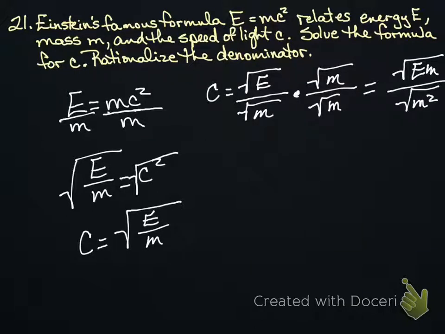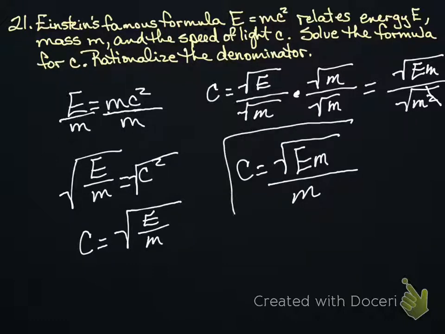In my denominator, my radical and exponent cancel each other out. And now c is equal to the square root of E times m divided by m. So, the speed of light is equal to the square root of energy times mass divided by mass. There we go.